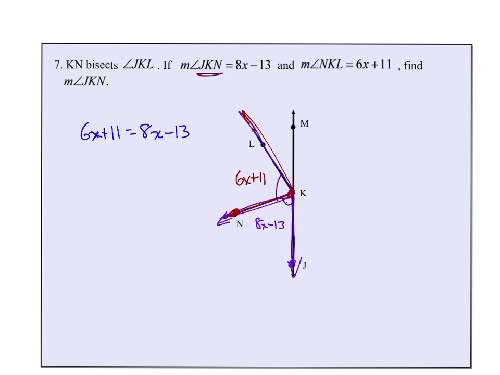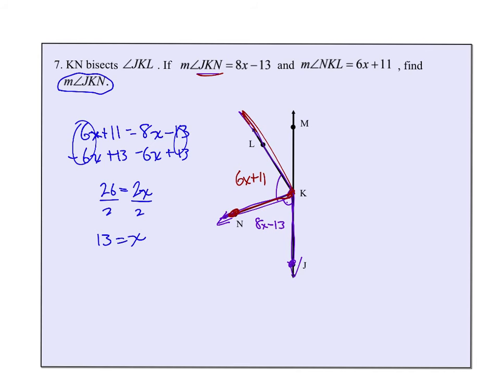So now it's just an algebra problem, a two-step algebra problem, which you've seen done many times, done several times, even this unit. So that becomes 26 equals 2x, and a little division. X equals 13. But again, that doesn't answer my question. The answer is, what is the measure? That's what that M stands for. Okay, what is the measure of JKN?